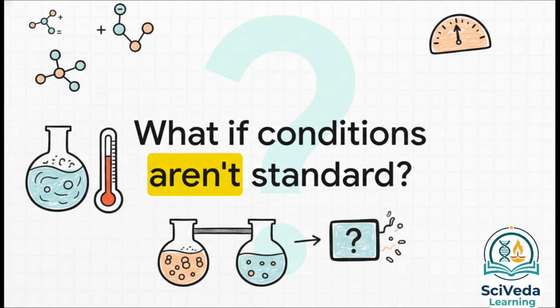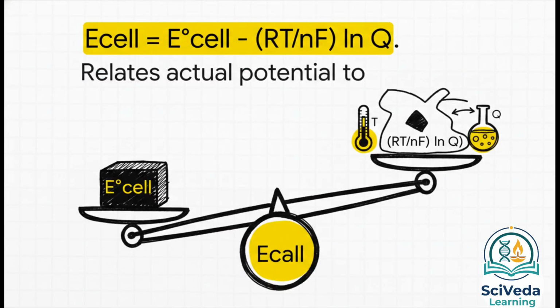So what do we do then? How can we calculate the cell's potential when we're not in those ideal conditions? Well, a scientist named Walther Nernst came to the rescue with this absolute masterpiece of an equation. What it does is brilliant. It takes the standard cell potential, our perfect world value, E0 cell, and then it adjusts it for the real world. It has a correction factor that accounts for the actual temperature and the real-time concentrations of reactants and products, all bundled up in that term, Q, the reaction quotient.